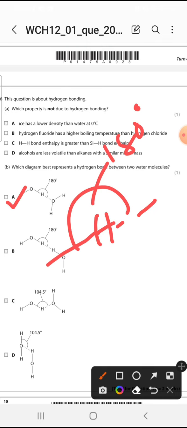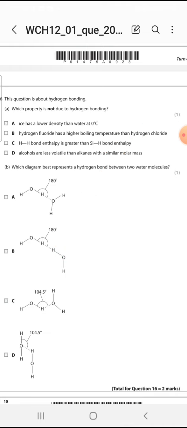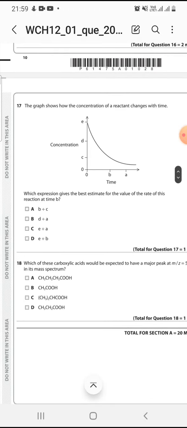Answer B is wrong, because you can see the hydrogen bond forms between hydrogen and hydrogen. That's wrong, right? So the answer will be A. That is so easy, no? These guys are not giving many options. Answer is A, right? We'll go to question number 17.